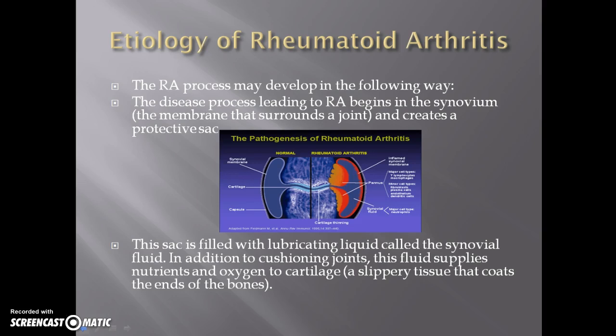The resulting inflammation thickens the synovium, which can eventually destroy the cartilage and bone within the joint. The tendons and ligaments that hold the joint together weaken and stretch. The illustration in the middle of the page shows a normal side to the left and an abnormal side to the right, with a person affected with RA and the resulting damage it causes.